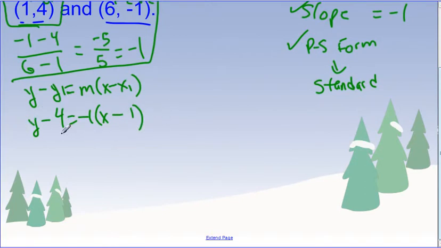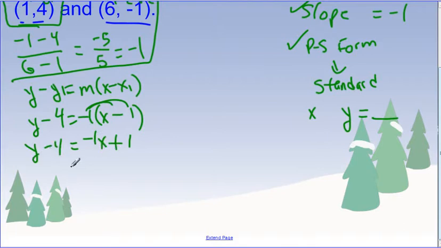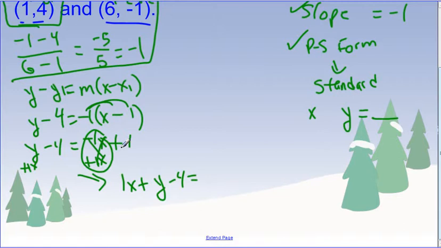So we're going to get the x's and y's on one side, everything else on the other. So we're going to distribute. This gives us a negative 1x plus 1. Get the x's and y's on one side. So we're going to get rid of this. We're going to add x, well, I guess it's a 1x. We could do it that way. So we get 1x plus our y minus 4 equals, let's see, this cancels out, so we have just 1 left.